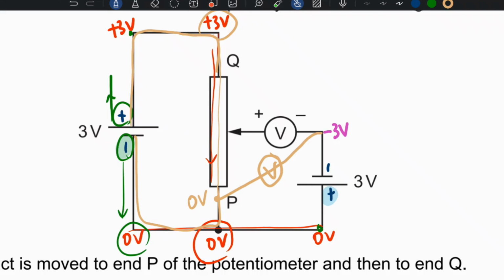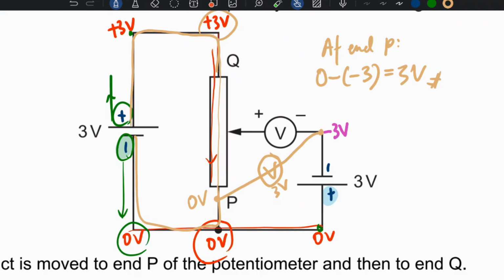We want to find what the voltmeter reading is. The voltmeter takes the potential difference reading. And what does potential difference do? It takes the reading between 2 points. So we have one point here, we have another point here. If we were to calculate it, we're supposed to get 0 minus -3, which would give you 3 volts. So at NP, your voltmeter would read 3 volts.